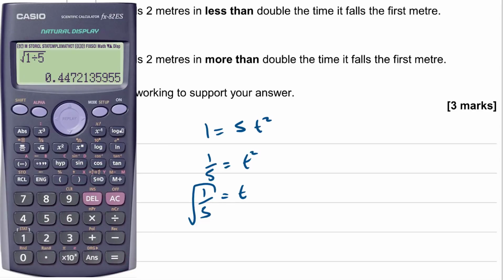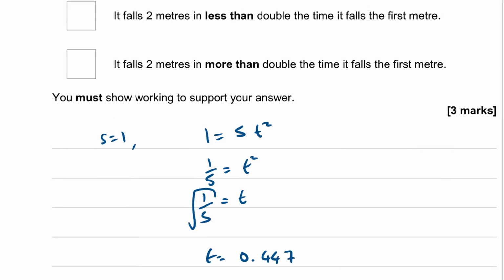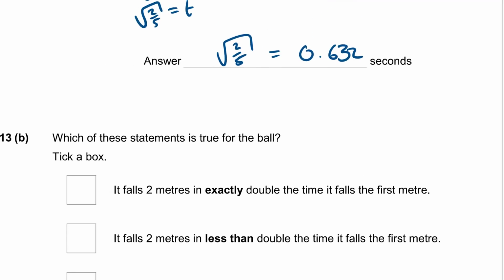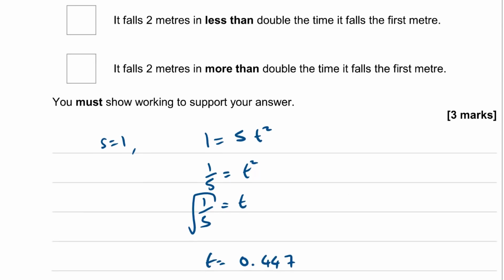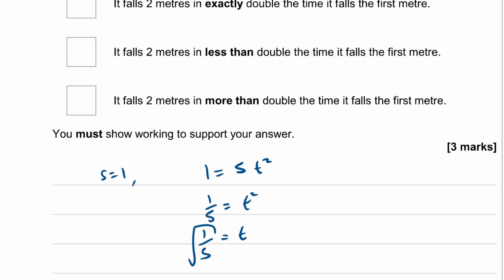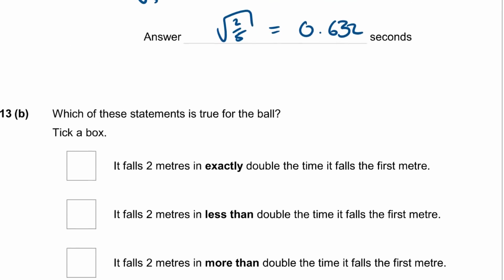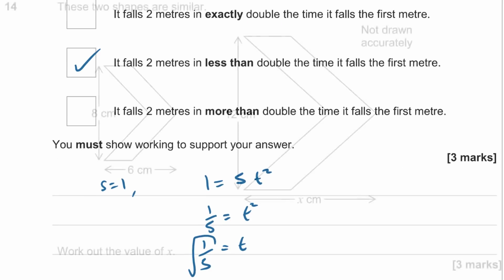So type in square root of 1/5 into the calculator. I get 0.447. So comparing that with 0.632, you can see it's taken less than double the time to fall, because if it took exactly double the time, it would be 0.447 times 2, which would be 0.89 something, and it isn't that much. So it must be that one there.